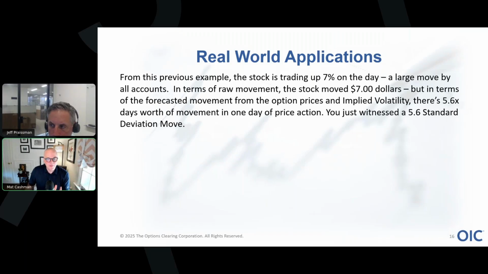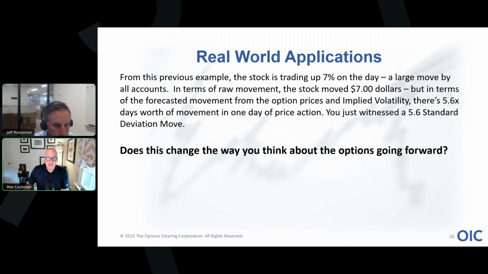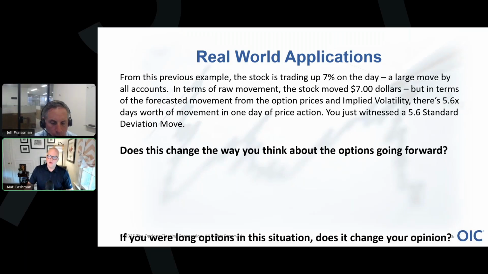But I also want you to think about it in terms of, if you frame it within the idea of standard devs, when we started, that standard deviation was $1.25 per day. And so a $7 move is more like 5.6 days worth of movement built into one tiny move, one not so tiny move, as the case may be. And so you just witnessed a 5.5 standard deviation move. Does this change the way that you think about the options going forward?